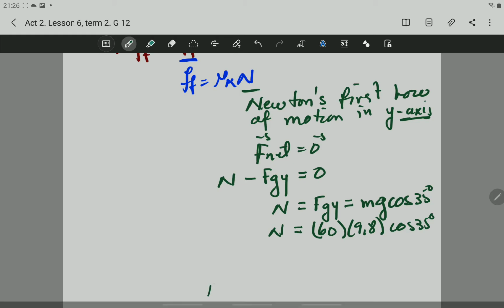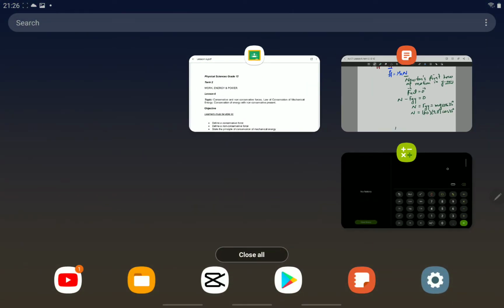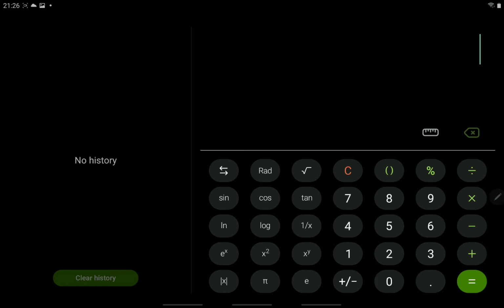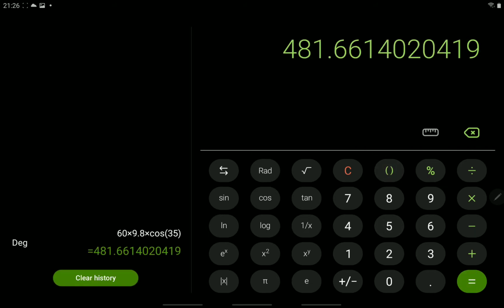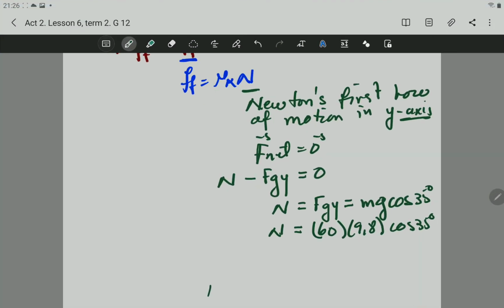Let's look at our calculator. 60 multiplied by 9.8 multiplied by the cos of 35. That is equal to 481.66. Let me erase that one. It is 481.66 Newton. This is the normal force.